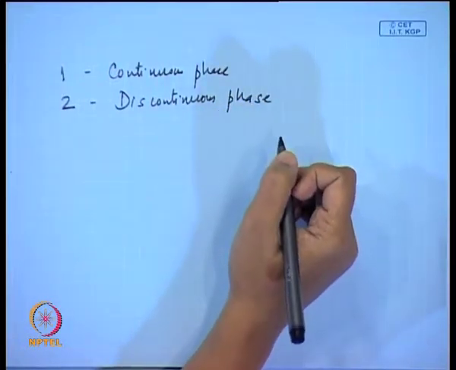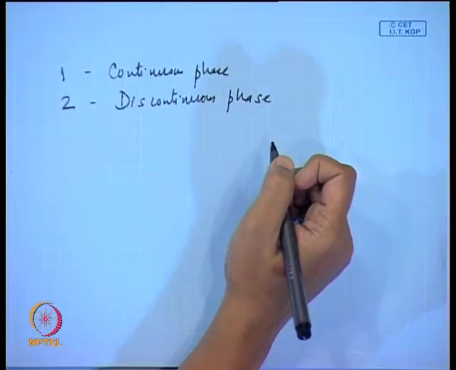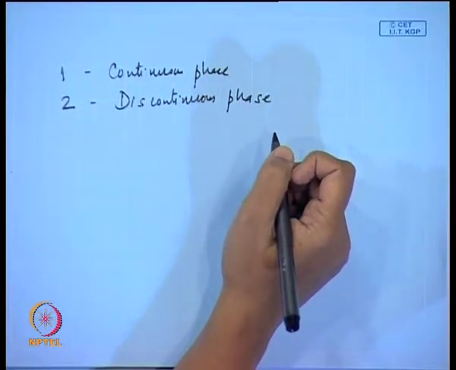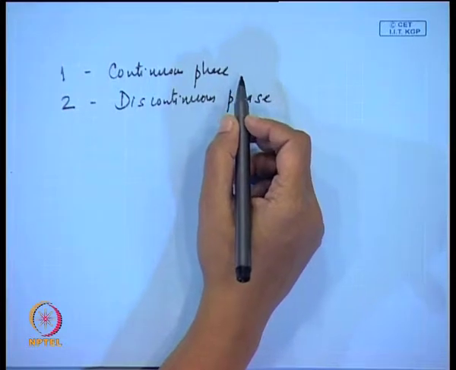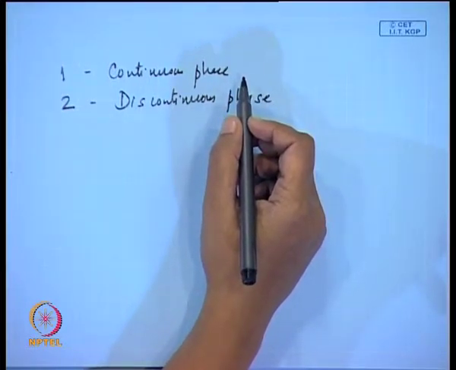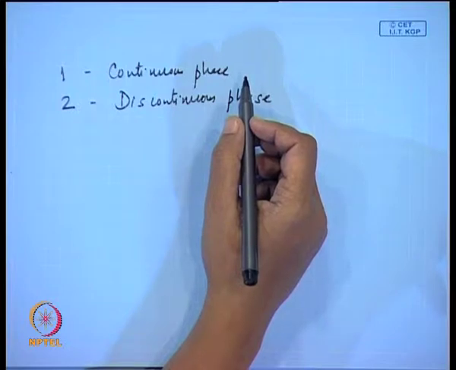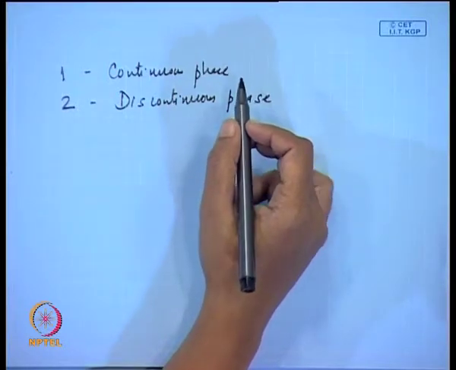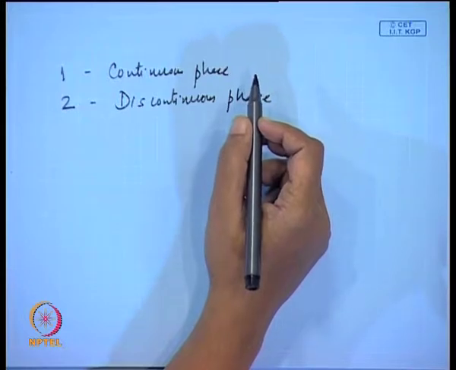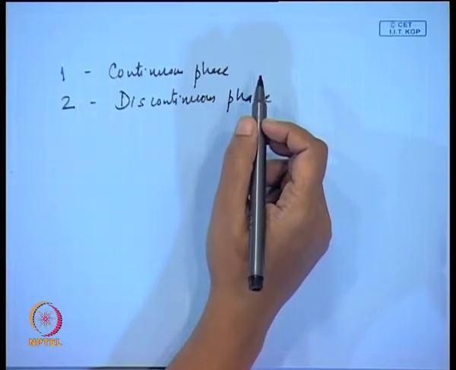But how do we define the continuous phase and the discontinuous phase? I had already given you the definition earlier. A continuous phase is defined as one in which any 2 points can be joined by a line, straight or curved, which passes through the same phase without crossing the interface. I would like to repeat it. A continuous phase is defined as one in which any 2 points can be joined by a line, straight or curved, which passes through the same phase without crossing the interface.